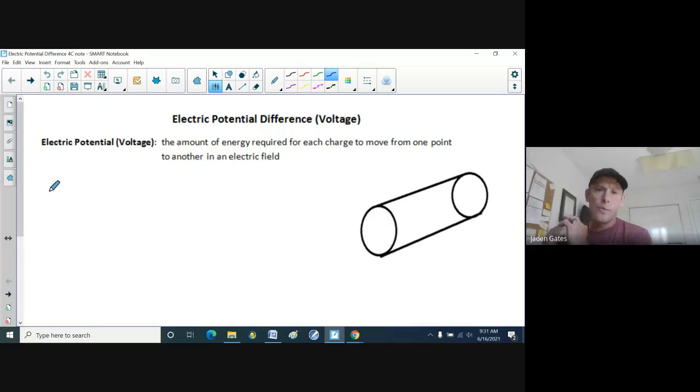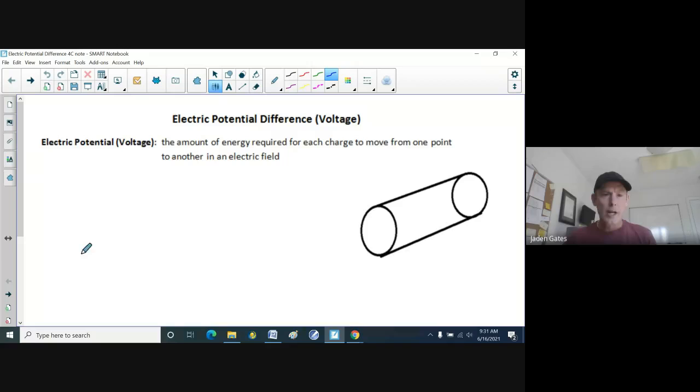All right. So the next part of electricity that we're going to look at is called electric potential difference. Another way of saying it is the voltage. Now, the voltage or electric potential is the amount of energy required for each charge to move from one point to another in an electric field.